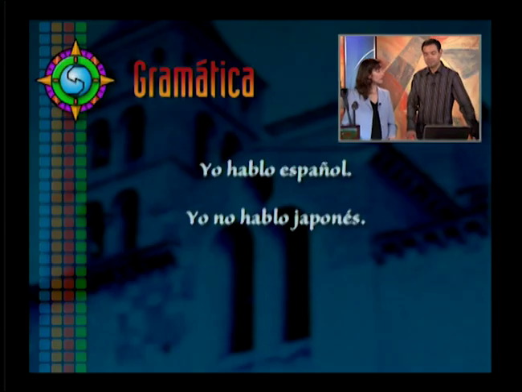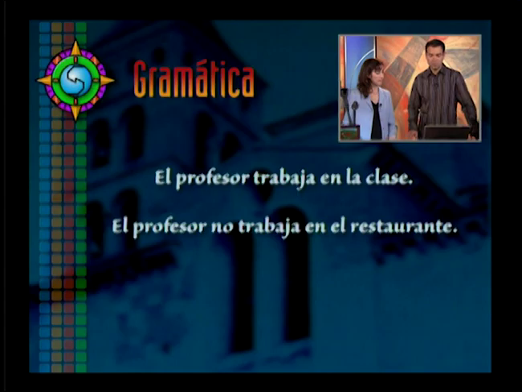It always comes in front of the verb. Excelente. Okay. Let's try one more example. El profesor trabaja en la clase. Okay. El profesor no trabaja en el restaurante. No trabaja. He doesn't. No.